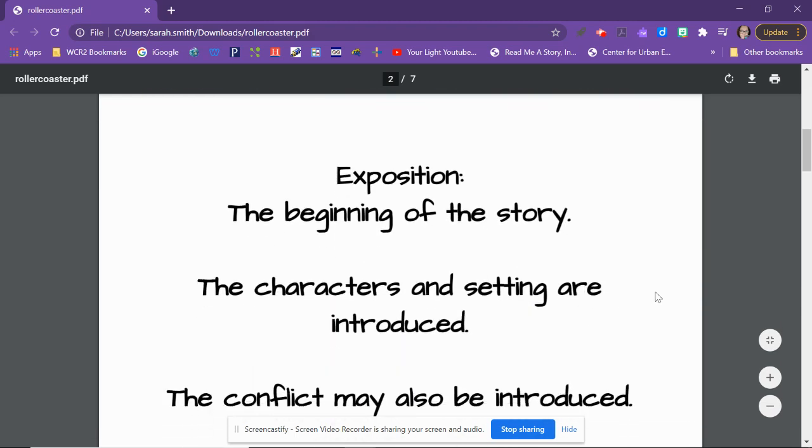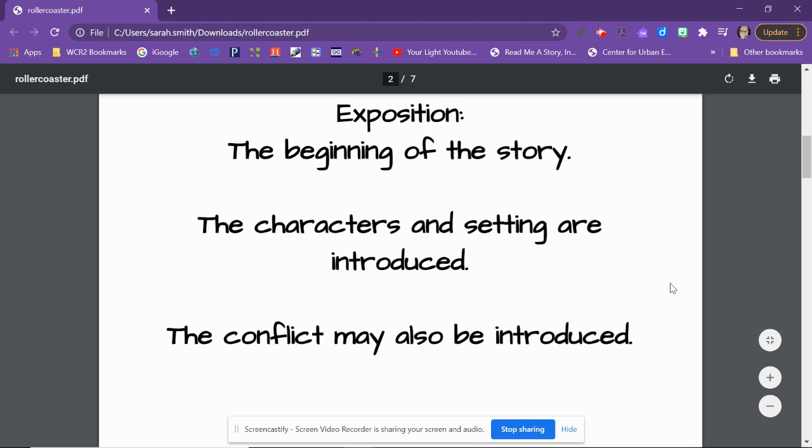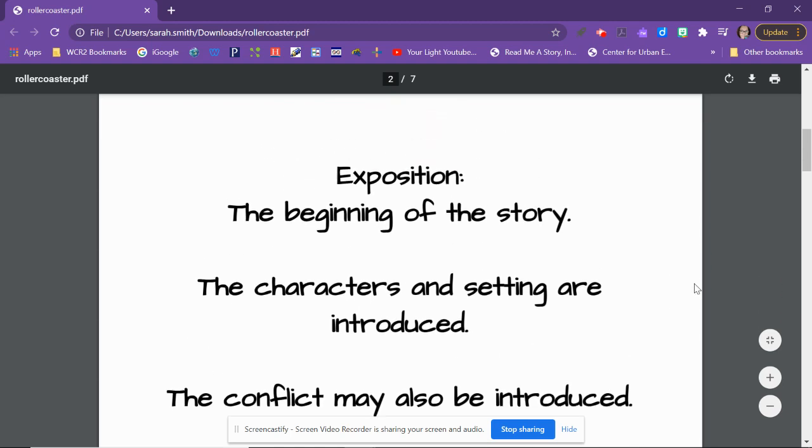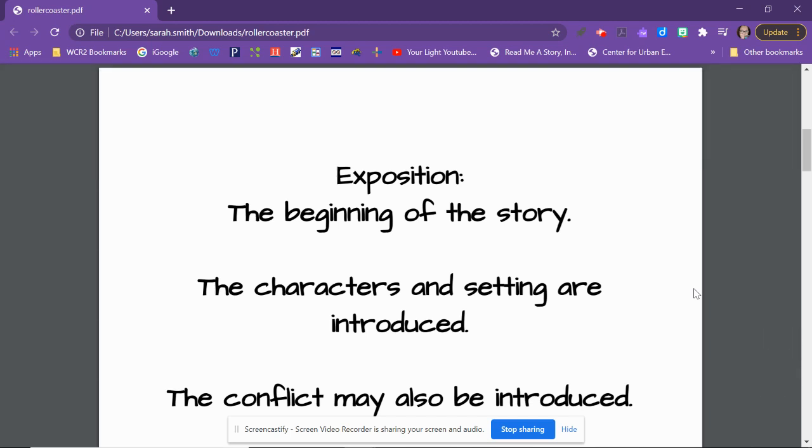All right, so let's talk about those words that I keep using. I've used them in our narrative writing, I've used them in reading. So I'm going to continue using them because I really want you to transition from using the words beginning, middle, and end, to these words instead. So this is an exposition. And an exposition is the beginning of the story.